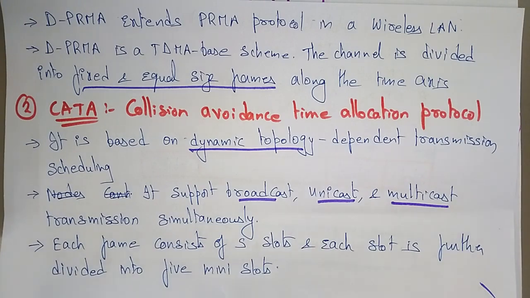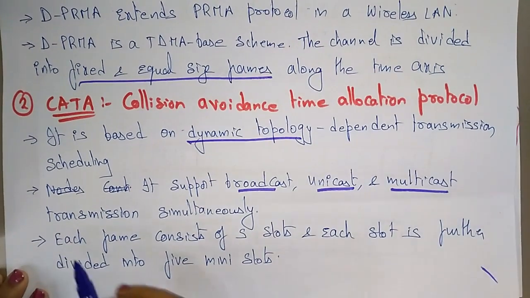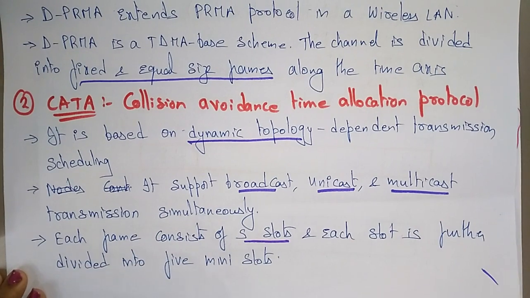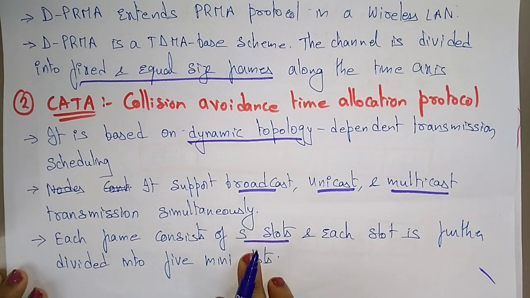So the collision avoidance is supporting all types of multicasting: broadcast, unicast and multicast simultaneously. So whenever a collision occurs, it can be avoided by using the time allocation protocol. Here each frame consists of S slots, just like DPRMA, the CATA is having the frame with slots.